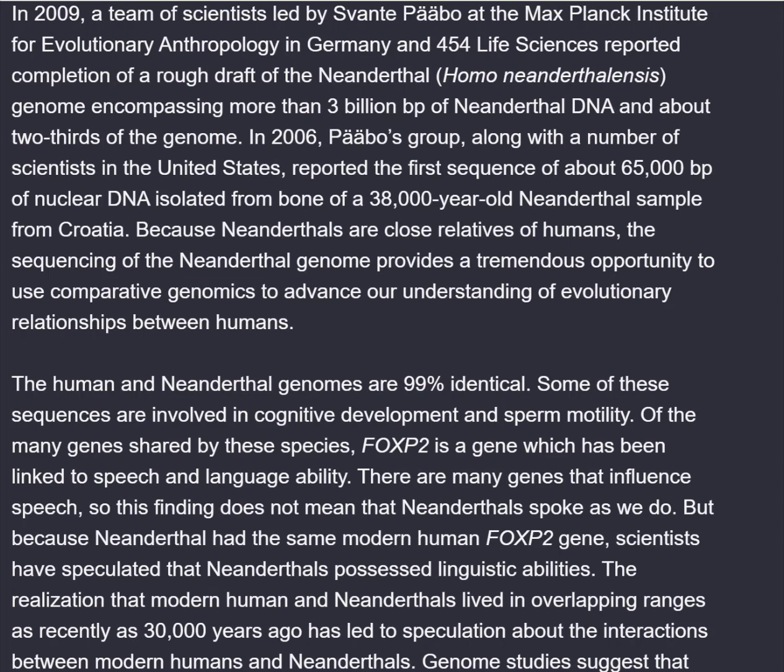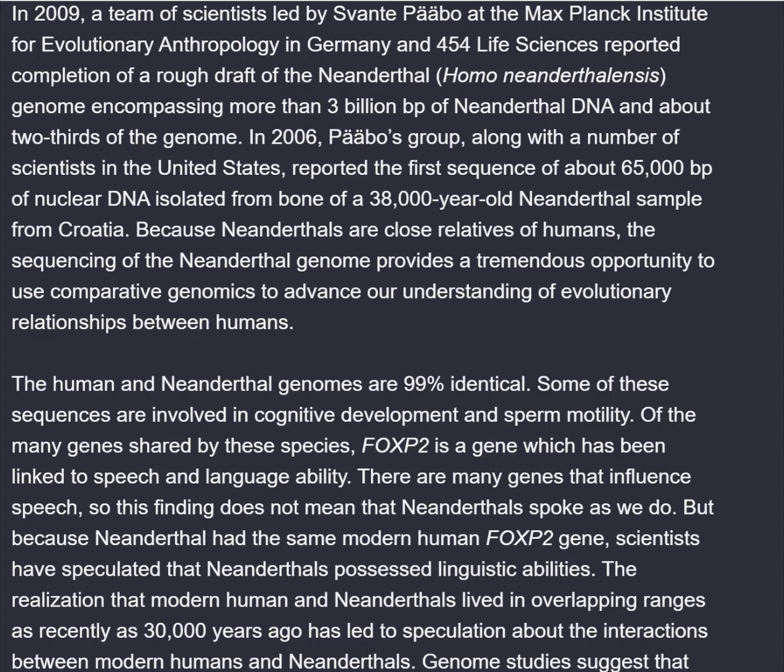In 2009, a team of scientists led by Svante Paabo at the Max Planck Institute for Evolutionary Anthropology in Germany and 454 Life Sciences reported completion of a rough draft of the Neanderthal, Homo neanderthalensis, genome encompassing more than 3 billion BP of Neanderthal DNA and about two-thirds of the genome. In 2006, Paabo's group, along with a number of scientists in the United States, reported the first sequence of about 65,000 BP of nuclear DNA isolated from bone of a 38,000-year-old Neanderthal sample from Croatia.